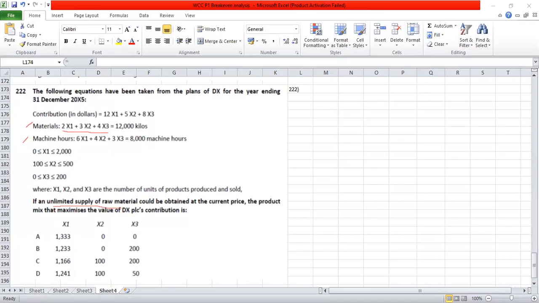How do we know the contribution? Contribution is mentioned in the objective function, which is 12x1 plus 5x2 plus 8x3. So the contribution per unit of each of these three products is mentioned. The consumption of machine hours is also mentioned in the equation for machine hours. We have it as 6, 4 and 3. So what can be calculated is the contribution per unit of machine hour. These are the equations which are already framed for linear programming, so from these equations we can draw some conclusion.